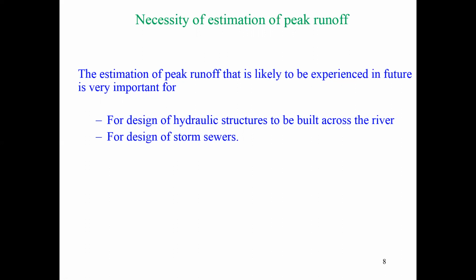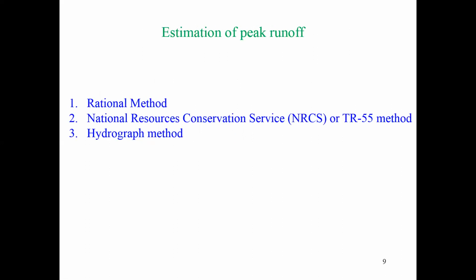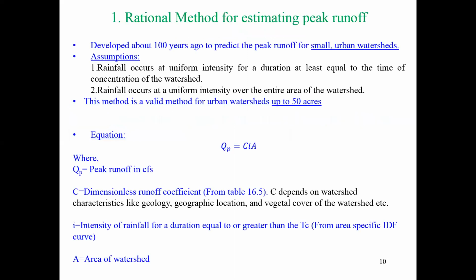So now we know why we need to estimate the peak runoff. There are some widely used methods, and using those we can calculate the peak runoff. The first one, which is very widely used and very easy, is the rational method. The second one is the National Resources Conservation Service, NRCS, or Technical Report 55 method. And the last one is the hydrograph method. For the rest of this course, we will discuss these three methods. The very first one, the rational method, maybe you already know about from your transportation class, where you have to find the drainage water amount or something.